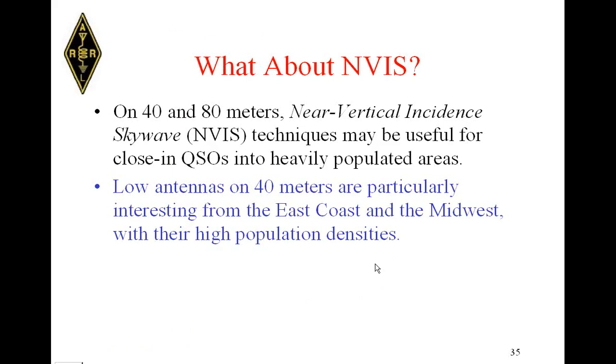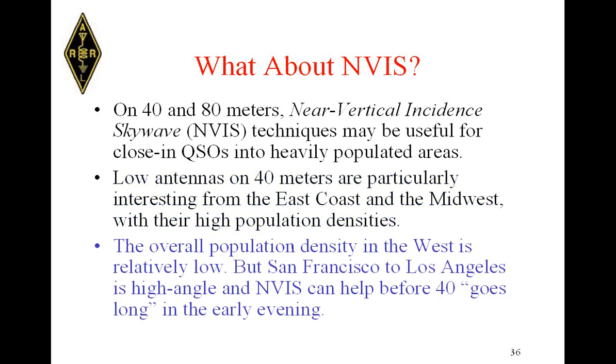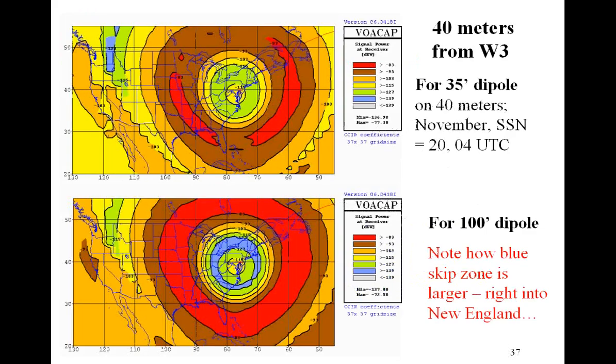All right, so particularly the NVIS techniques are particularly useful on 40 meters in the East Coast and in the Midwest with their high population densities. And as I said, the overall population density in the West Coast is relatively low. And what I'm sure you're saying to yourself right now is all those W6s whine a lot about lack of propagation, or lack of advantage, on 40 and 80 meters. Anyhow, some NVIS techniques are useful even between San Francisco to Los Angeles out here on the West Coast as well. Here's a comparison of two plots.